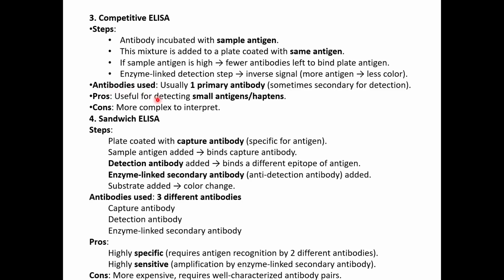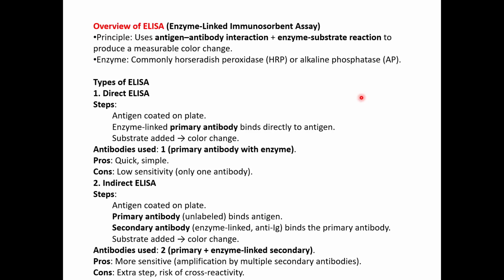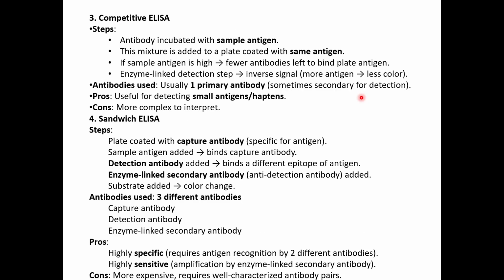Then antibodies here used is usually one, only the primary antibody. Sometimes secondary can be used for detection also. Then it is useful for detecting small antigens and haptens, and it is more complex to interpret. So since it is a reverse of your direct or indirect ELISA, you need extra steps to calculate the amount.